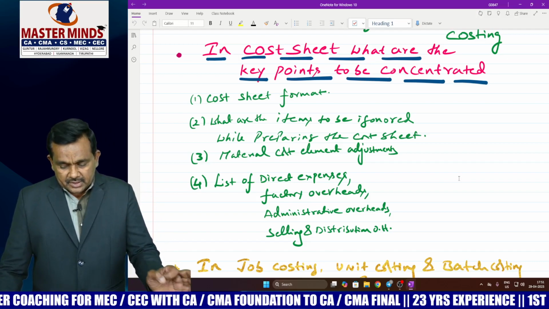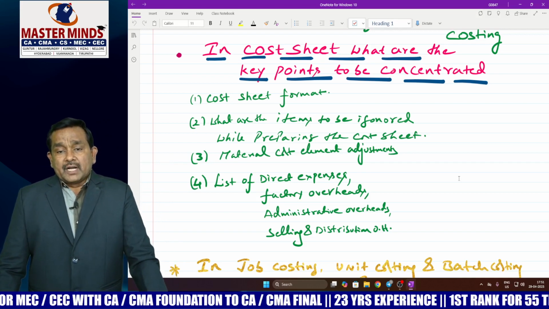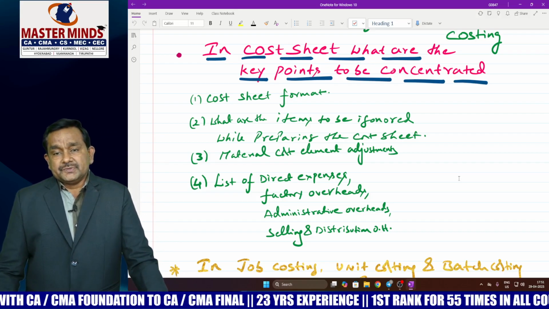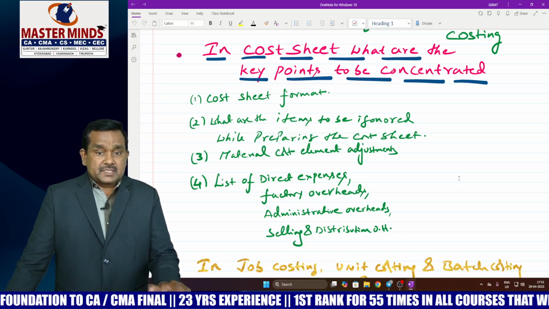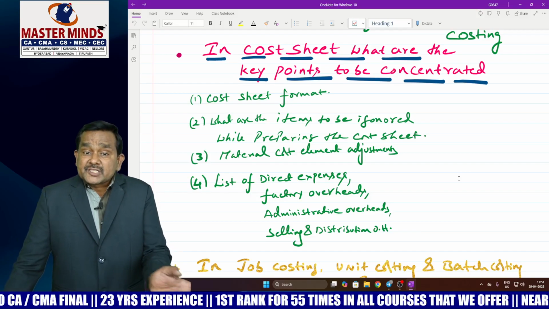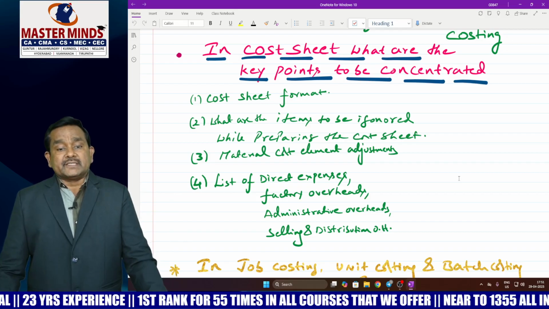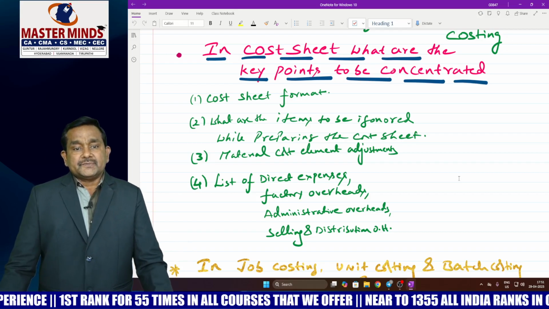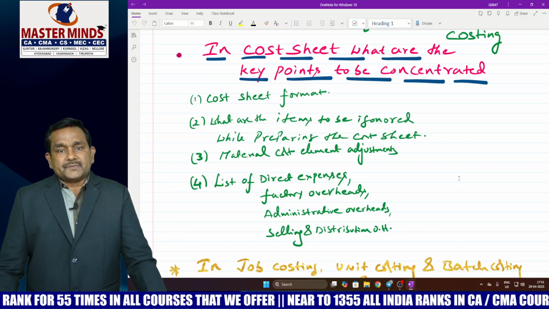Number 1, cost sheet format, sir. Number 2, what are the items to be ignored while preparing the cost sheet? Next, material cost element adjustments, wage cost element adjustments, list of direct expenses, list of factory overheads, list of administrative overheads, list of selling and distribution overheads. So, these are the main points, sir.